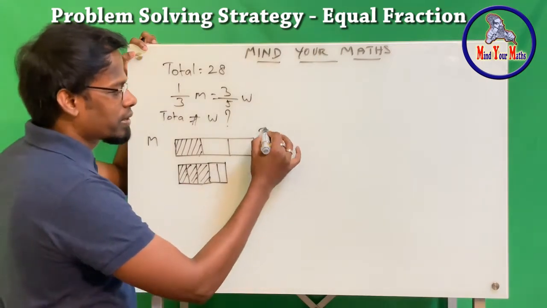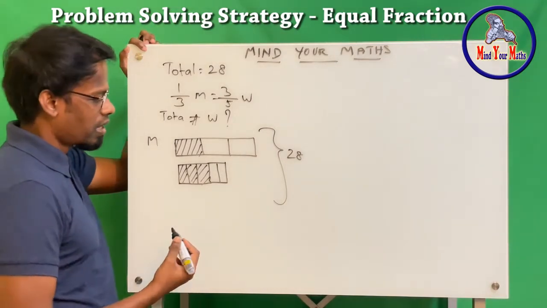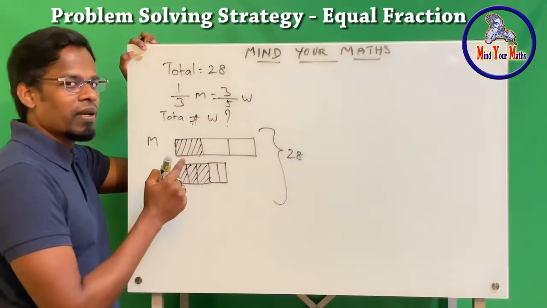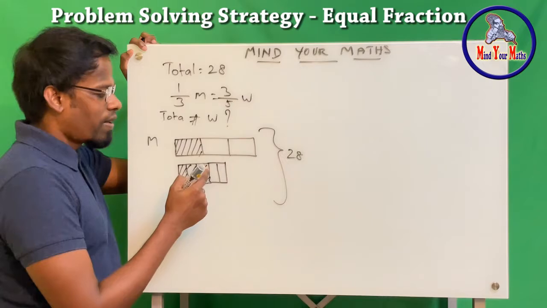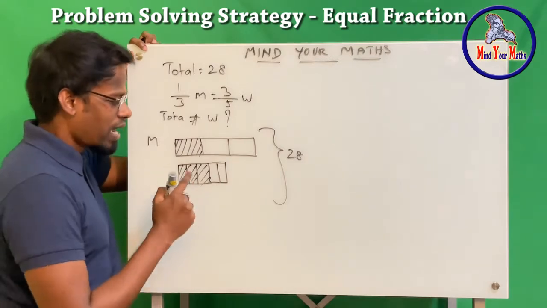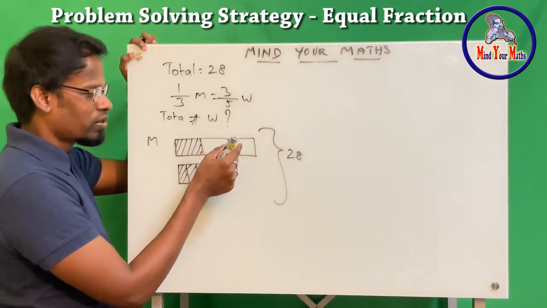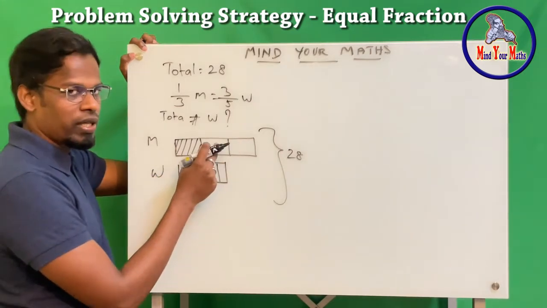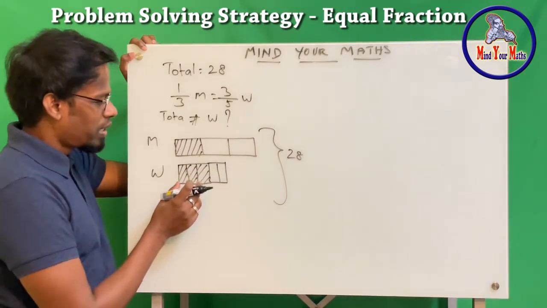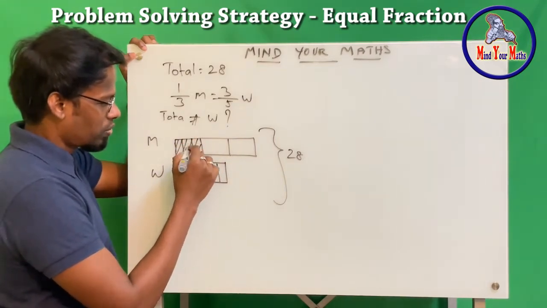Now the problem says that all of them together is 28. Now we need to make all the units look the same. Then only we will be able to find what is 1 unit, how many people are in 1 unit. Because this one is a bigger unit, the men are grouped into bigger units, we have to make them the same as the women's unit, which means this 1 unit will be split into 3. 1, 2 and 3.